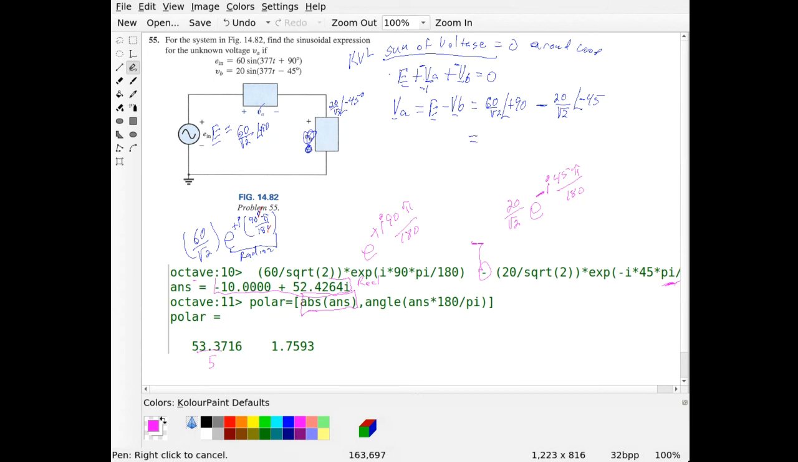So this is 53.4 volts at an angle of plus 1.76 degrees. Okay, so remember, this was VA. This was my voltage VA.